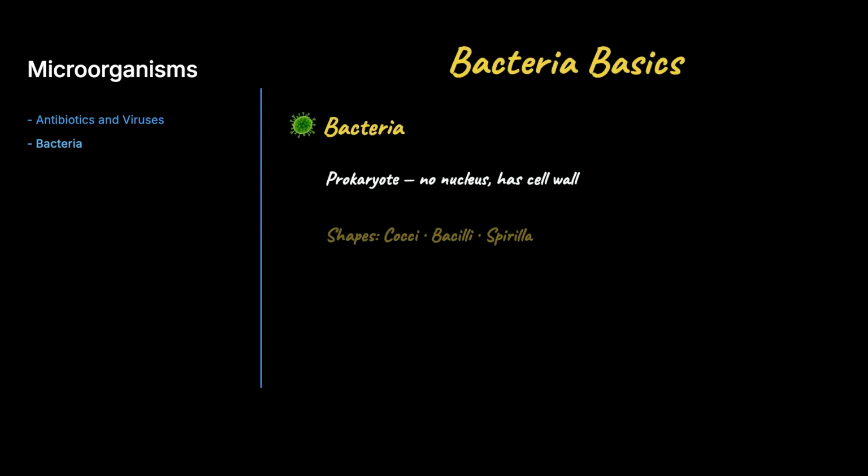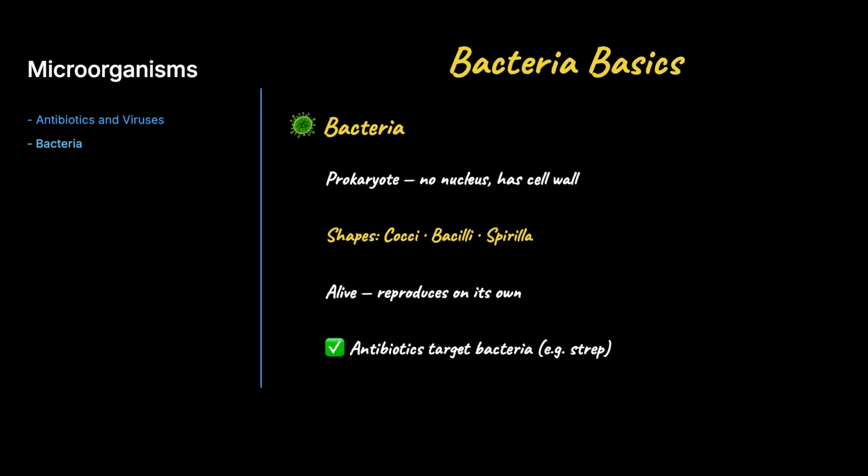Bacteria lead the list. They are single-celled prokaryotes, meaning no nucleus, and they have a cell wall. You can sort them by shape, round cocci, rod-shaped bacilli or spiral spirilla, and by their Gram stain reaction. Crucially, bacteria are alive and reproduce on their own, which is why antibiotics can target them. Strep throat is bacterial.